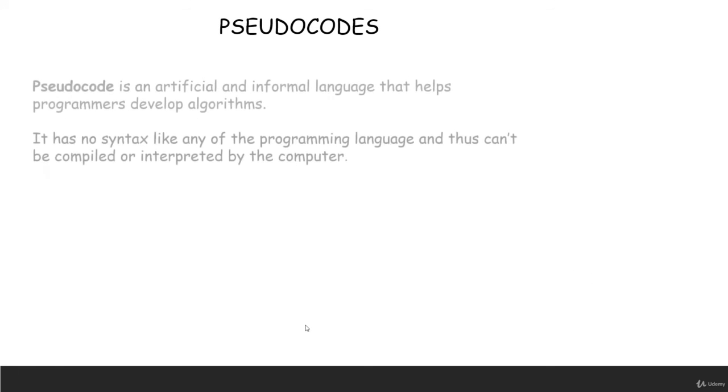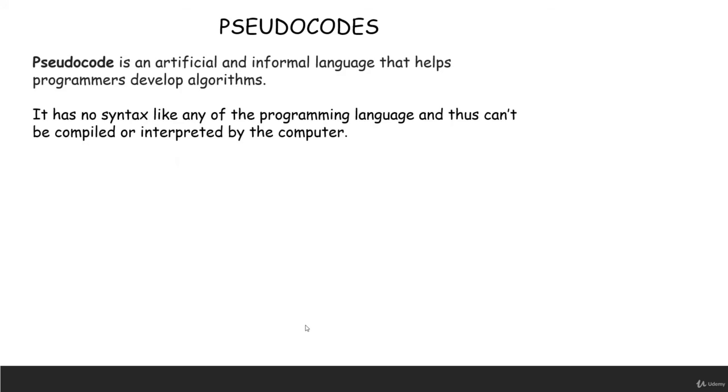The next one is pseudocode. Pseudocode is an artificial and informal language that helps programmers develop algorithms. Means you can say pseudocode is like an outline or blueprint which helps you to develop algorithms which you are going to actually implement to make some program, right? It has no syntax like any of the programming languages and thus can't be compiled or interpreted by the computer.